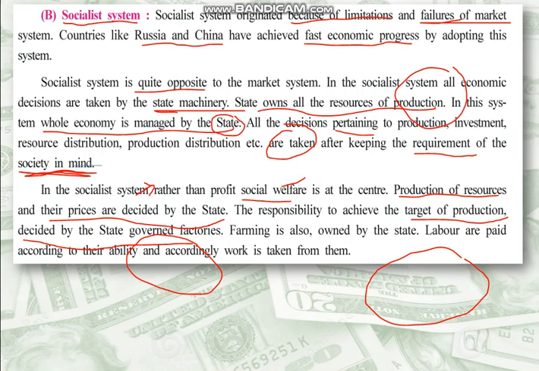Farming is also owned by the state. So even the farms are owned by the state. Laborers are paid according to their ability and the work they do. If they don't work properly, then they are not paid, or their salaries can even be degraded. At the same time, if they work properly and in a good way, they can be promoted into the higher section of that particular part.